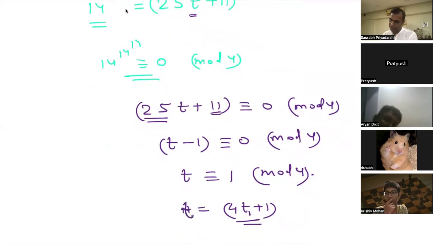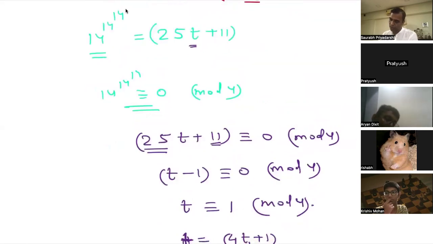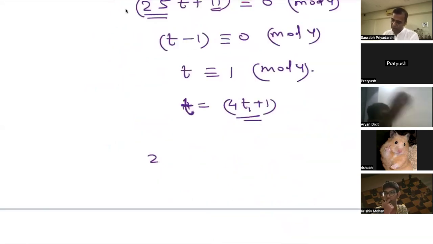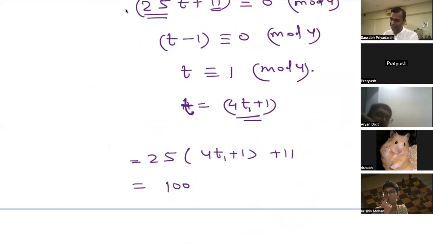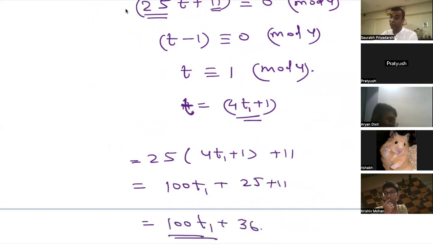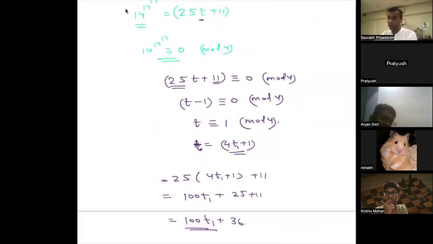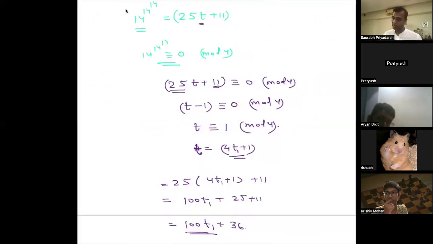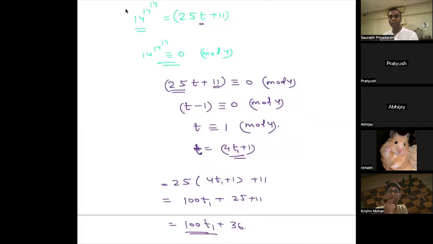This T is coming as 4T1 plus 1. Now putting this number here, 25(4T1 plus 1) plus 11. So this is coming as 100T1 plus 25 plus 11, so this is 100T1 plus 36. So this number, when divided by 100, will always give you the remainder 36. Is this okay?